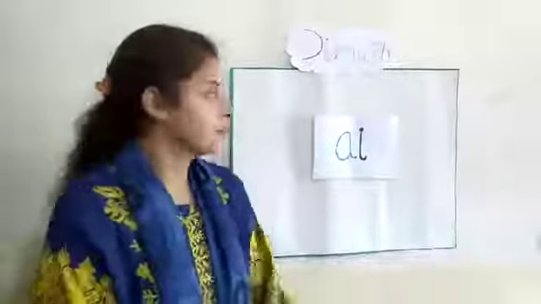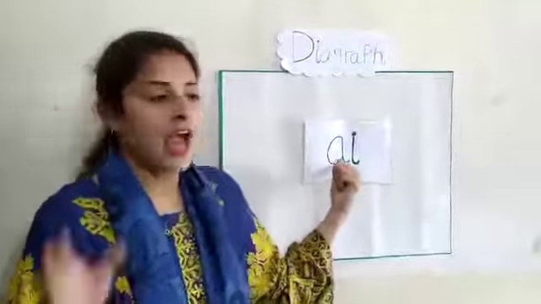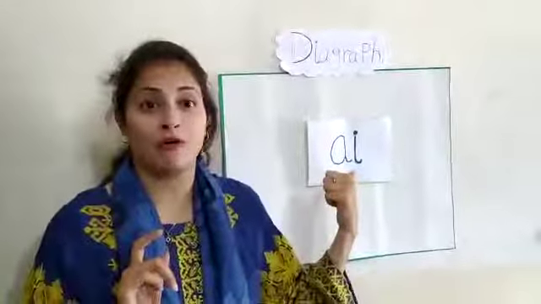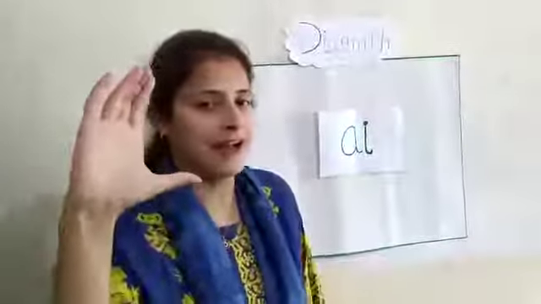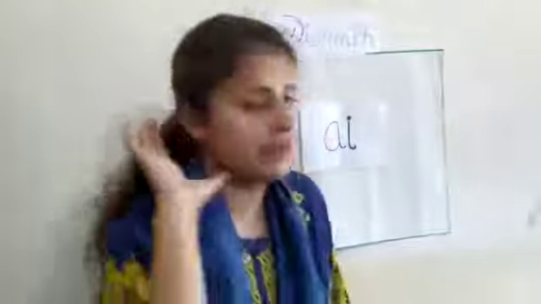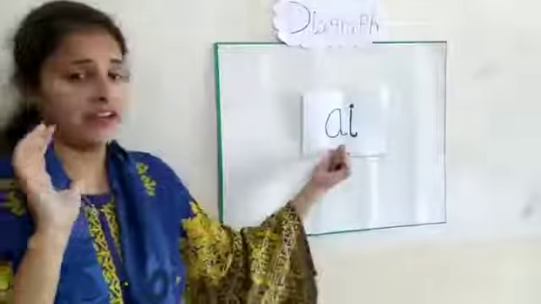Alright, so you guys are ready? Okay, what is this? This is A. First of all, I'm going to tell you what the action of the A is. Cup your hand like this and put it around your ear and say A. A. One more time. A. So the digraph is A.